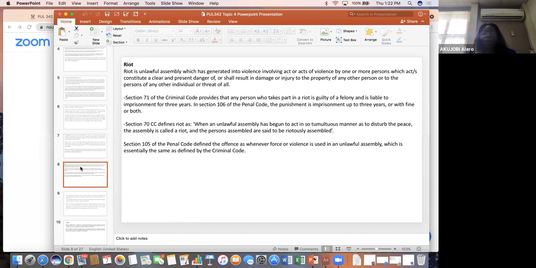So we've looked at what it means to have an unlawful assembly, the essential ingredients that are necessary, and the like, and of course also the punishment as prescribed under the provisions of the law.